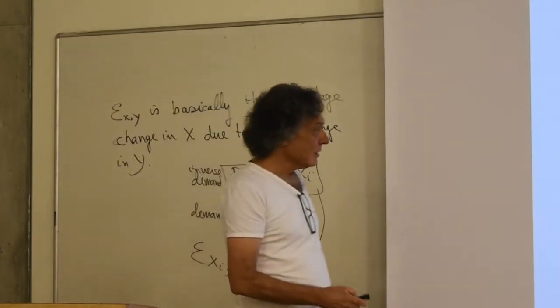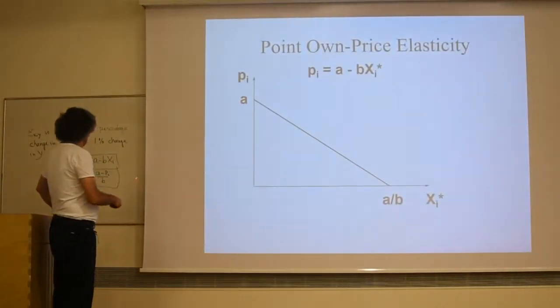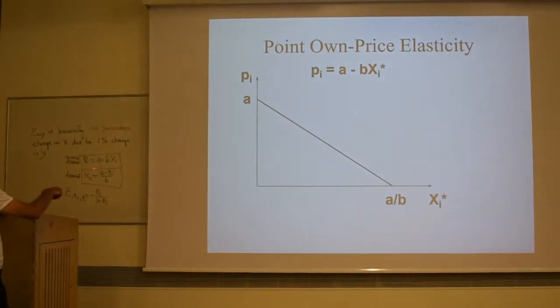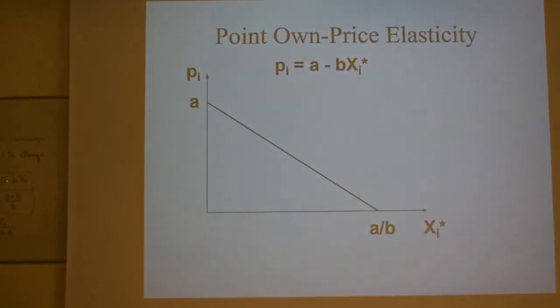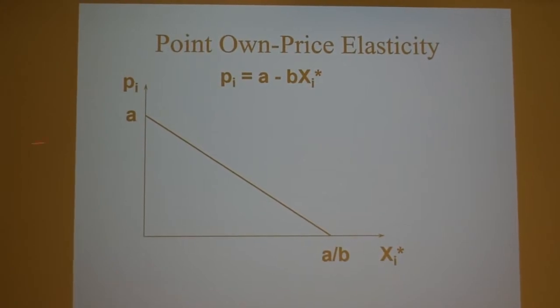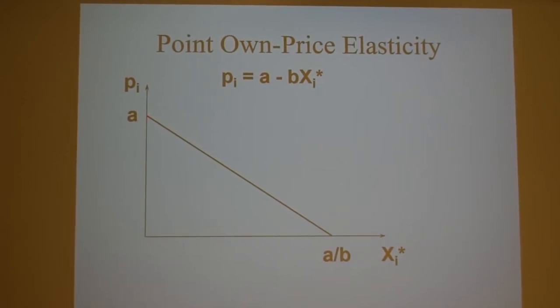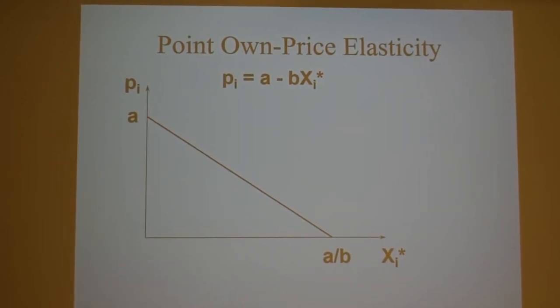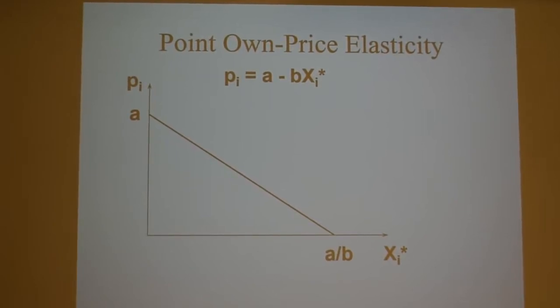Now, let's see. So here is the line. We're talking about p equals a minus b x_i. So when x_i is 0, the p_i is a. When p_i equals 0, x_i is a over b. So this is the line, this is our demand.